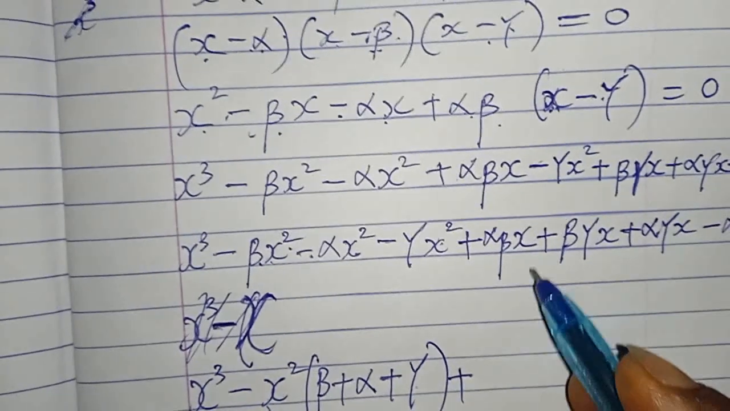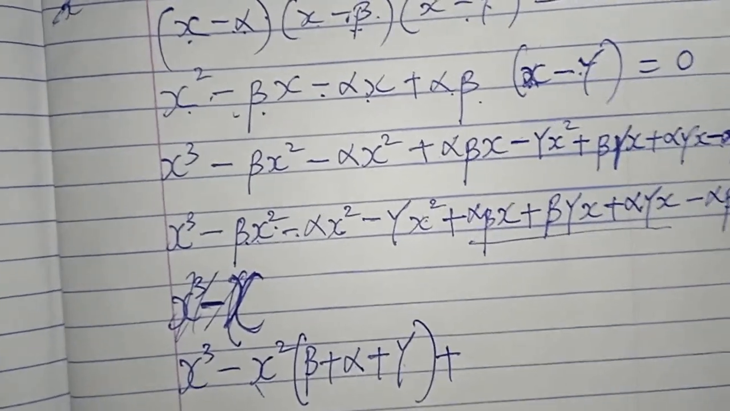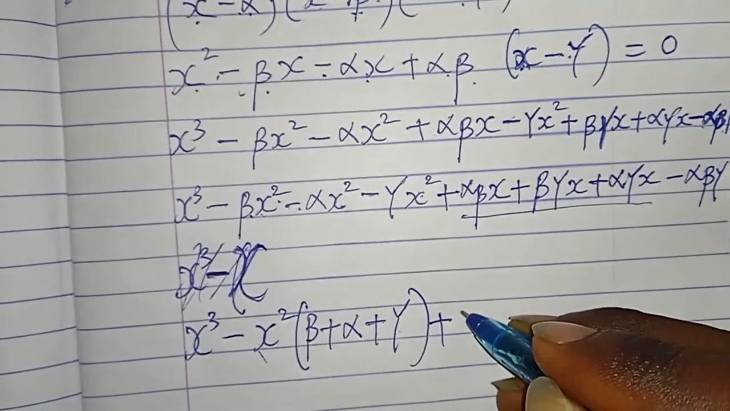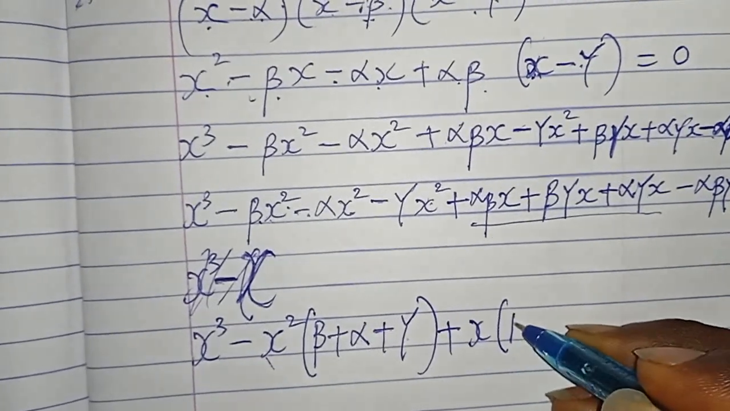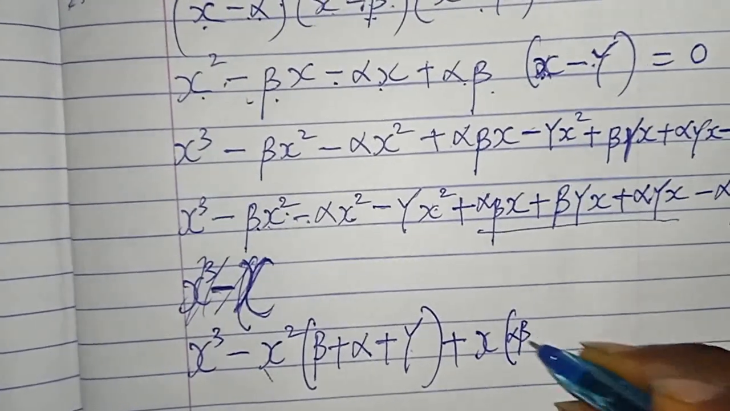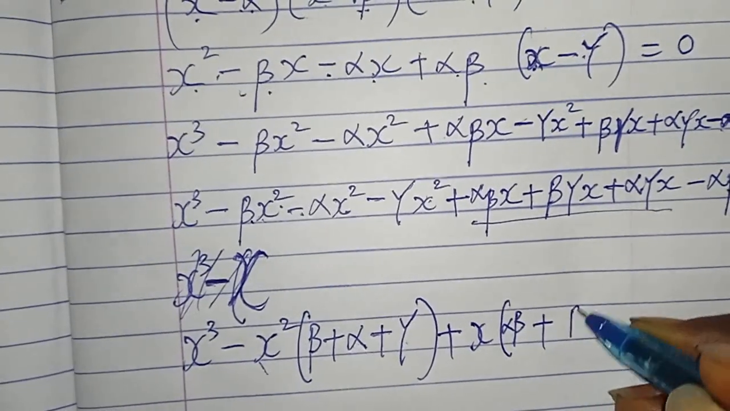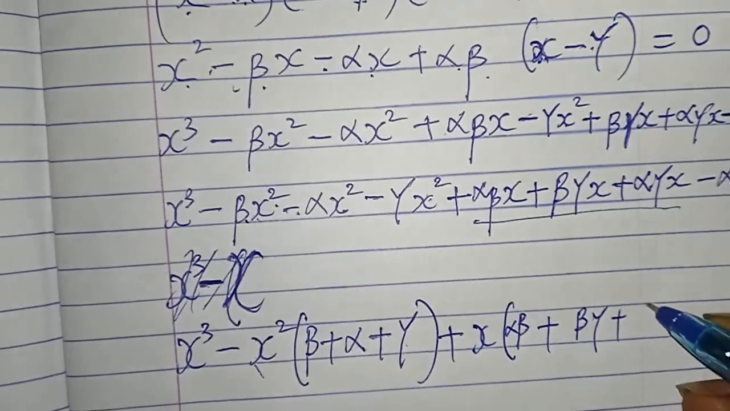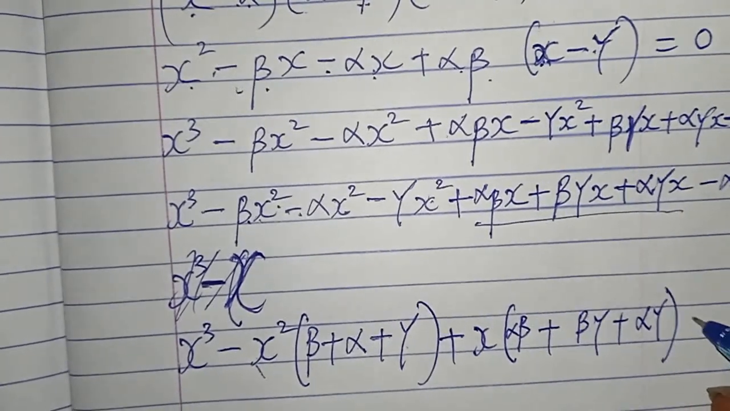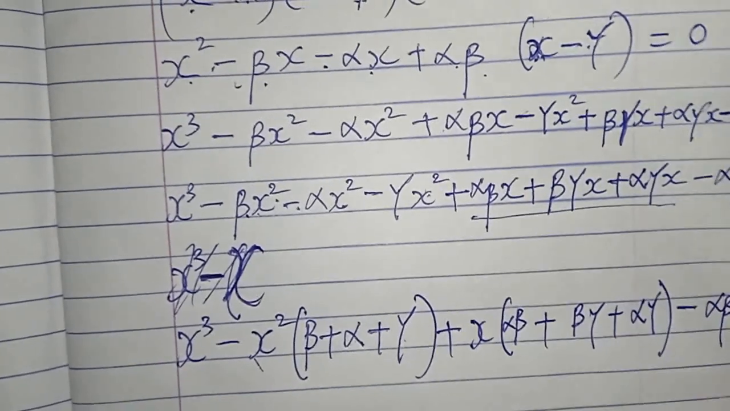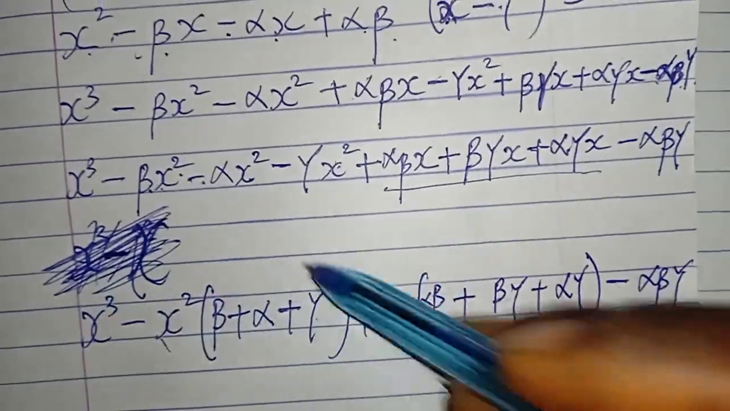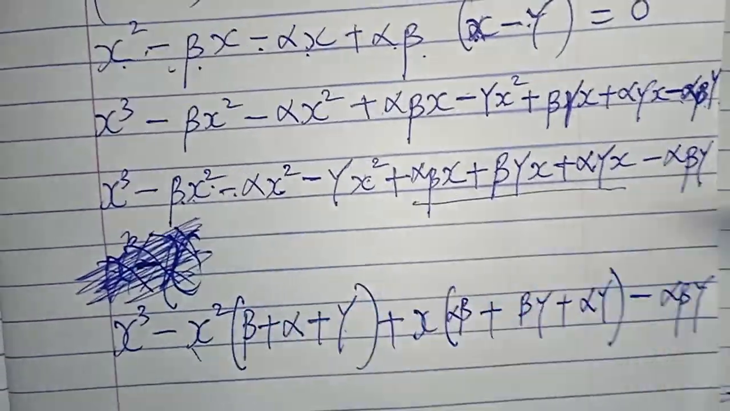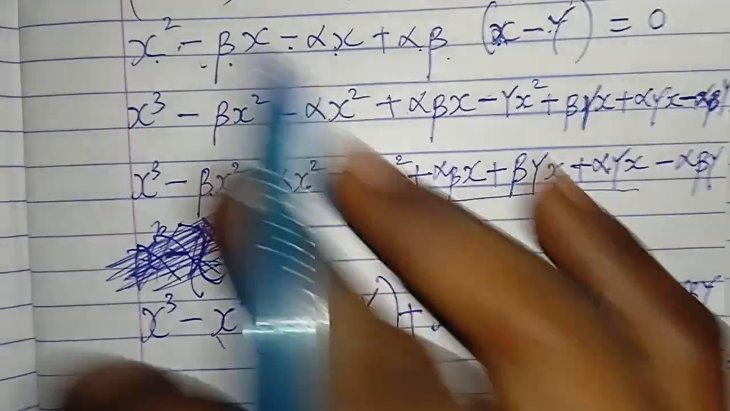So plus, then what is common here is x. So factor x out. So plus x, you get alpha beta plus beta gamma plus alpha gamma. Okay, so we've been able to factor out.